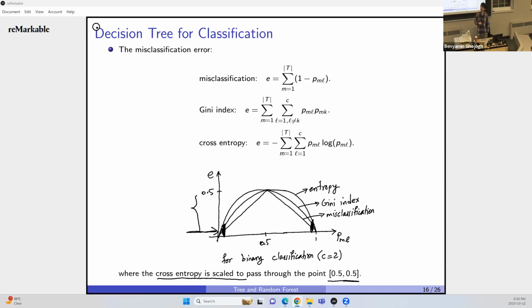Again, that's the philosophy that I told you. If PML is close to 1, that's good because the region is pure. If PML is close to 0, that's also good because the other P will be close to 1. That region is pure, right? But in the middle, it's so confusing. Consider the two classes. It's half-half. Completely confused. The region is confused between the classes, right?